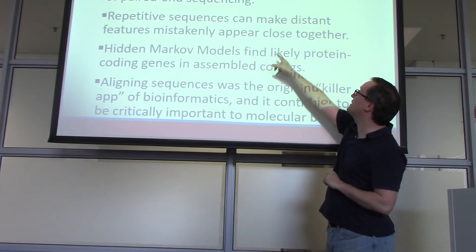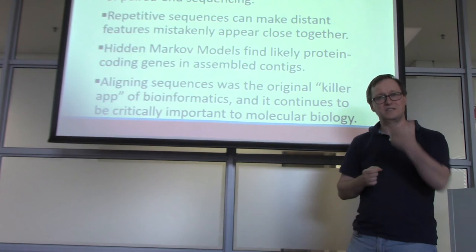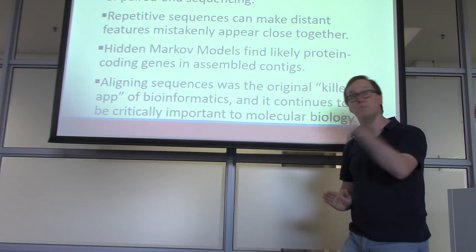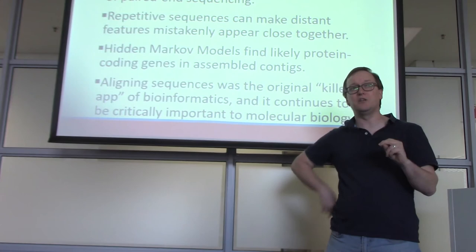Repetitive sequences might mistakenly cause you to think that distant features are actually quite close together. That's not so helpful. So we need to screen those out through the process of recognizing that sequences associated with repetitive sequences show up at very high counts. So we have to remove those before we start doing our Eulerian graphs, or our Eulerian cycles in the De Bruijn graph. Okay, next. Hidden Markov models are very, very valuable for recognizing instances of biologically complex features.